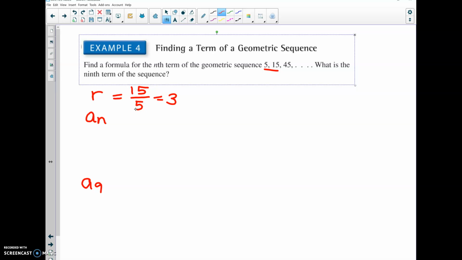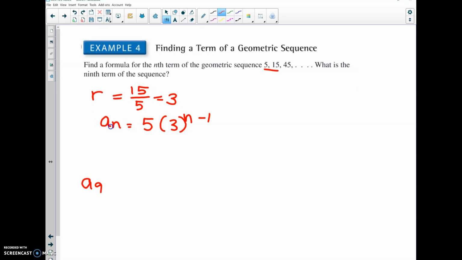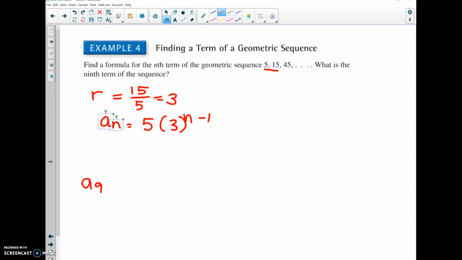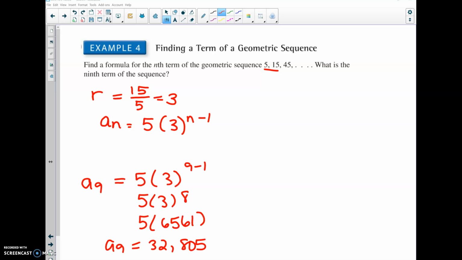A sub n is the first term times your common ratio raised to the n minus 1. There's nothing else you can simplify there, so that is your formula for a sub n. The ninth term, we are plugging in 9 for n, so go ahead and do that. So the ninth term is 32,805.